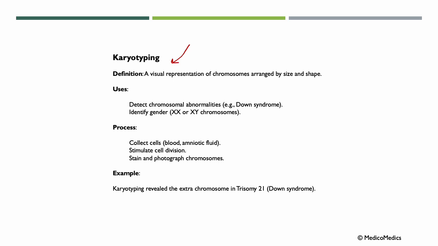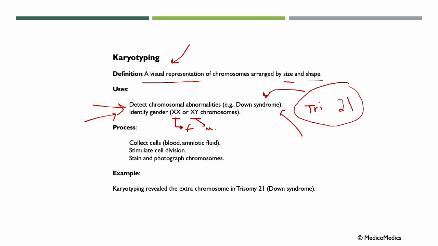Now, what is then karyotyping? Well, it is a visual representation of chromosomes arranged by size and shape. We use it to detect chromosomal abnormalities, for example, Down syndrome. It helps us identify gender, so is it XX or XY chromosomes? If you remember, XX is female, and XY is, you guessed it, male. And Down syndrome, for example, is also known as trisomy 21, where we have an extra copy of chromosome 21.